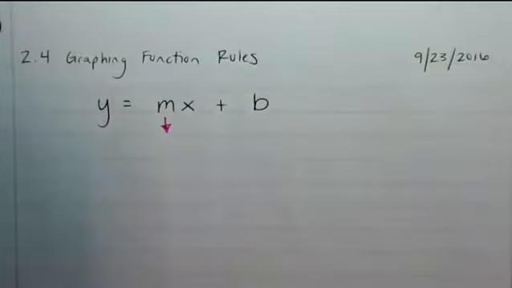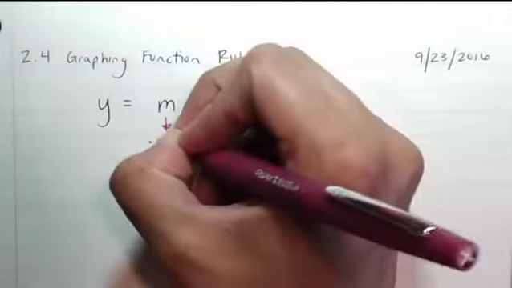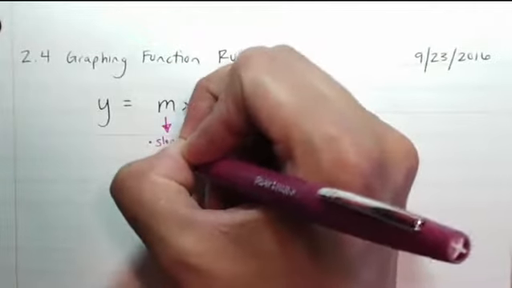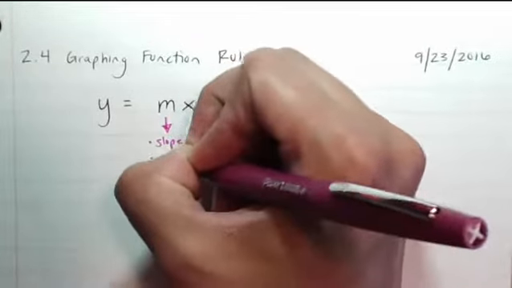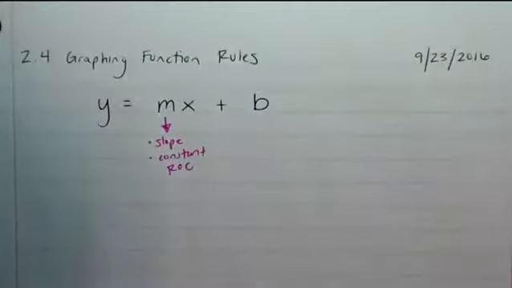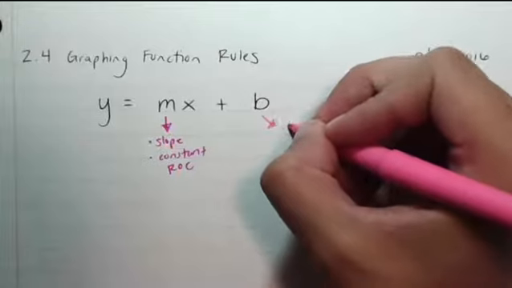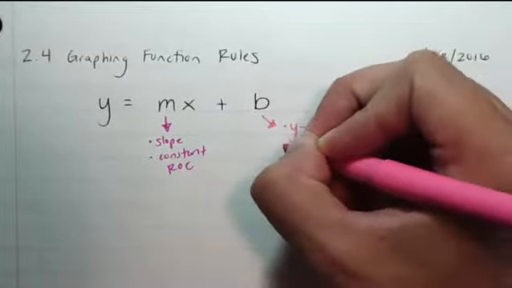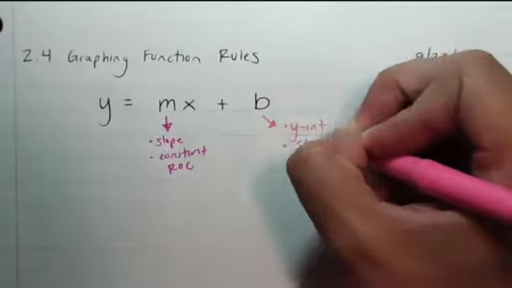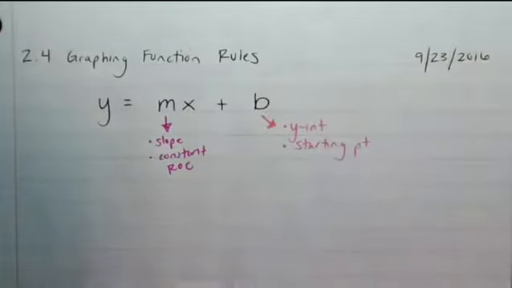So if I want to identify what the m is, you should know that that is the slope or the constant rate of change. Remember, we know that it could be positive slope, negative slope, a zero slope, which is a horizontal line, or it could be an undefined slope, which is a vertical line. The b represents our y-intercept, and we might see it as our starting point. It's where the line crosses the y-axis.